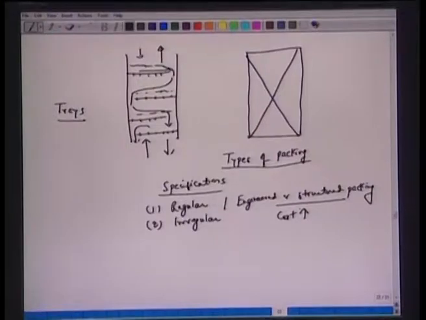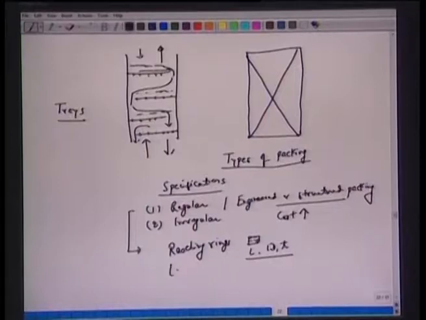But when we say regular packings, one common packing would be what we call Raschig rings. If you look at some of the regular packings, we have Raschig rings, which is nothing but a cylinder shell, all right. It has a length, an inside diameter, and a thickness. We can also have Lessing rings. So there are several types of packing. Lessing rings are also cylindrical, except that there is a partition inside. We also have Berl saddles.